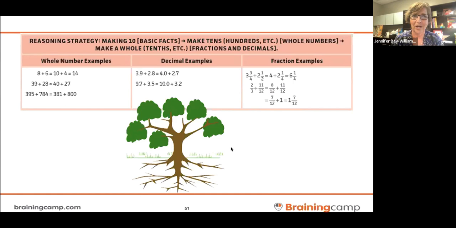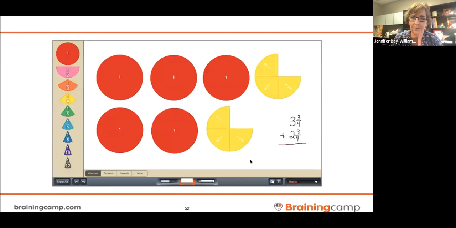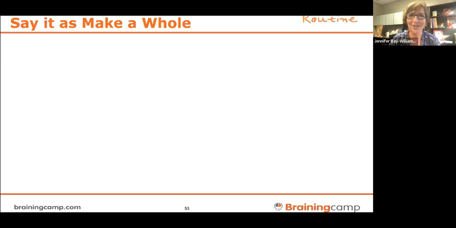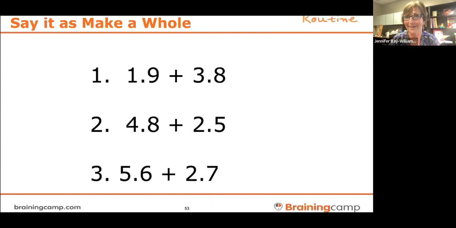All right, so we have the visuals. We're not going to go back to practicing them because we don't have the time. And then we come back to these routines. So now instead of say it as make tens, we can do say it as make whole. So I'm switching over to decimals. But look, they're the exact same numbers because all I did was take the same slide and slide the decimal in. So it's a different age student. It's the same activity.